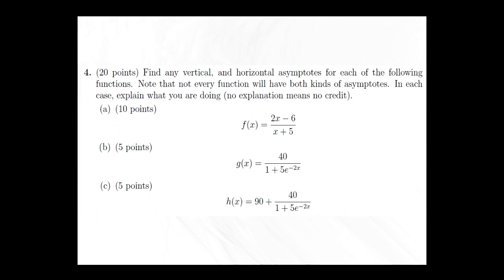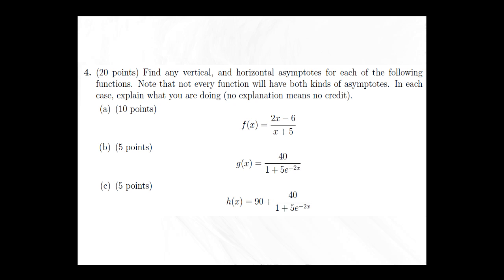Number 4, for 20 points, find any vertical and horizontal asymptotes for each of the following functions. Note that not every function will have both kinds of asymptotes. In each case, explain what you are doing. No explanation means no credit. A, for 10 points, f of x equals the quantity 2x minus 6 divided by the quantity x plus 5.